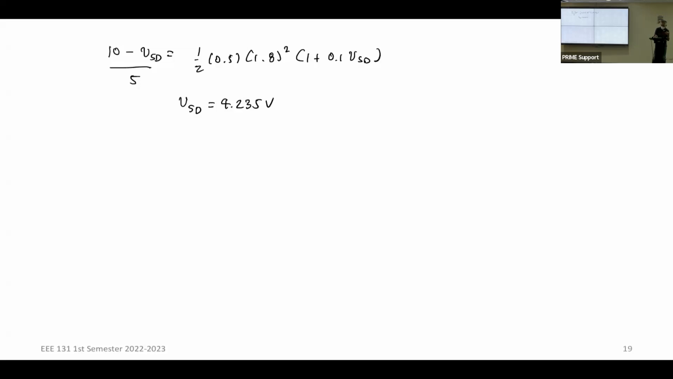So this is VSDQ, right? That is your quiescent source to drain voltage. Okay, I can compute for IDQ. That's just 10 minus VSDQ all over 5, and this will give me 1.153 milliamperes. A lot of you also got this. So up to here, most of you got that. Now comes the more unfamiliar territory for you.